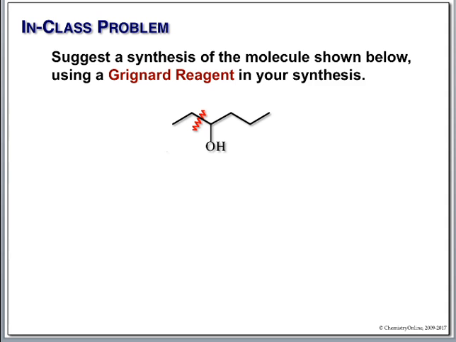If we split here, then our carbonyl was on this side. This used to be a carbonyl carbon with 1, 2, 3, 4, so it's a butanal. And our Grignard had 1, 2 carbons. So butanal and something like bromoethane should work.